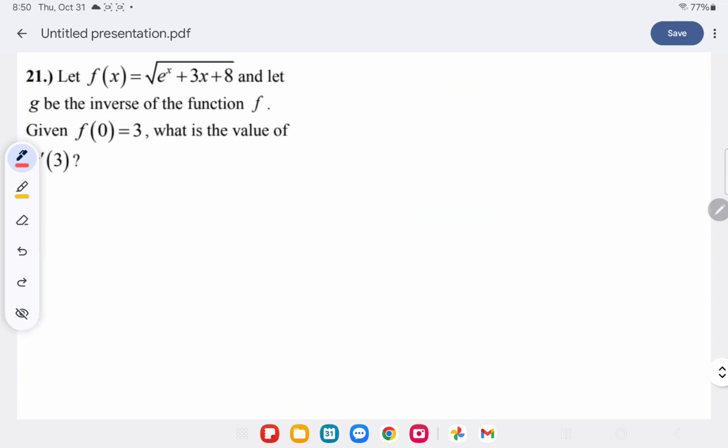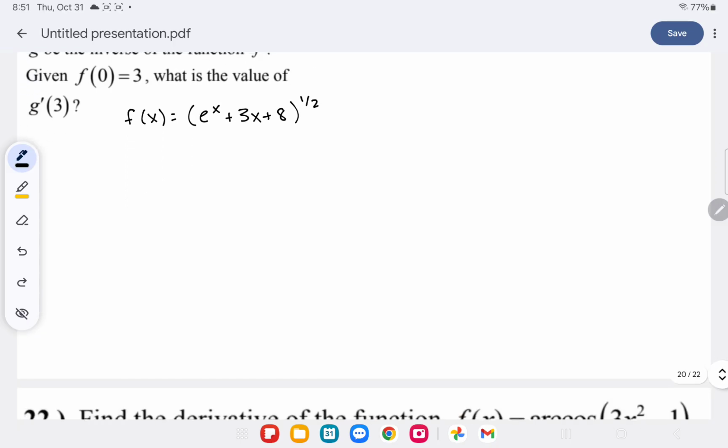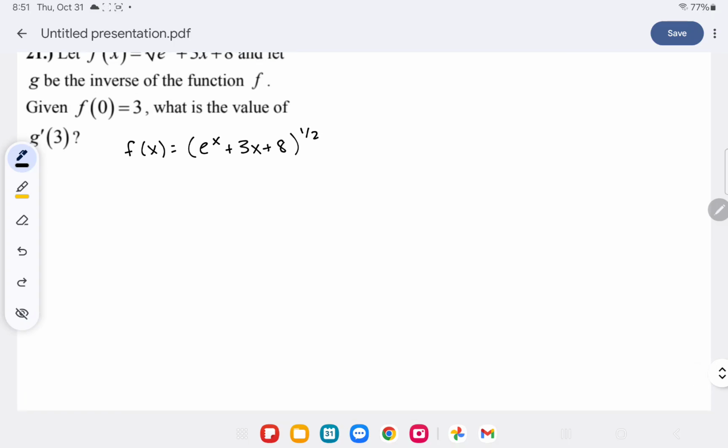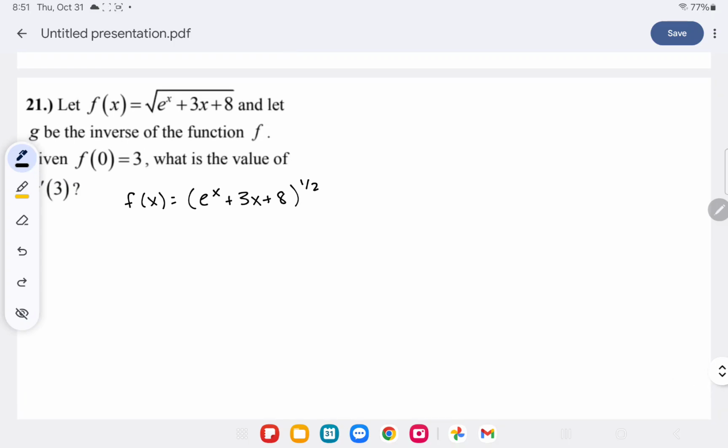All right, 21. I'm going to start by rewriting that f. So right now it's to the 1/2 power. We're going to have to use the chain rule if we're going to take the derivative of this. Let me make sure I know what this question says. f of 0 equals 3. g is the inverse. Okay.